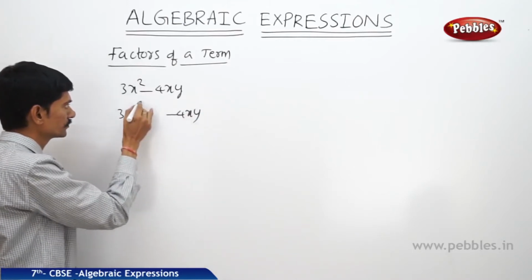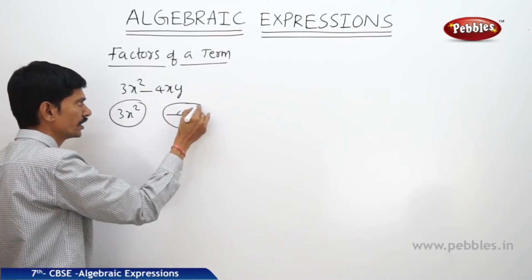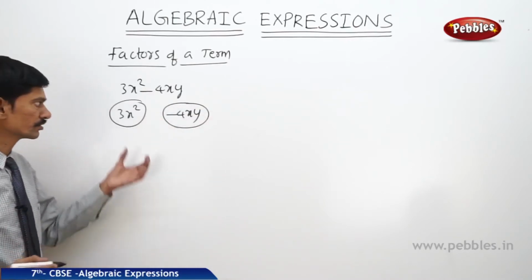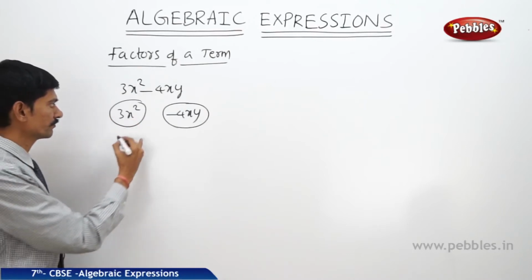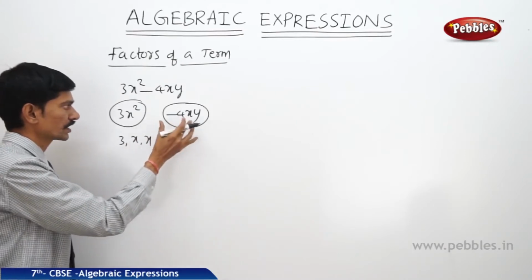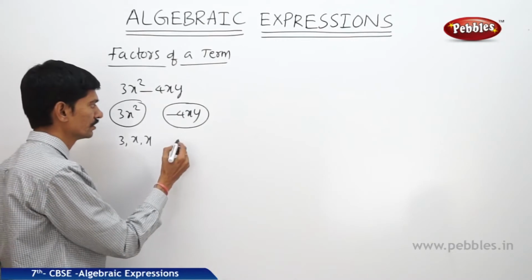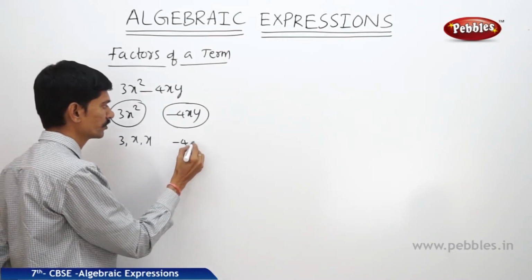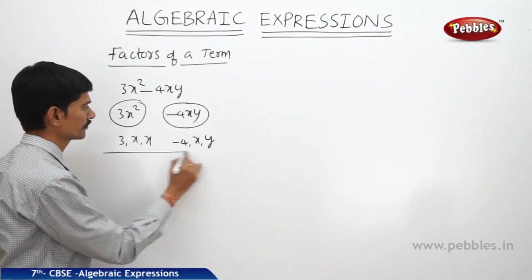So how is the term 3x square obtained and how is the second term minus 4xy obtained? So the term 3x square is obtained by the product of the factors 3x and x, and the second term minus 4xy is obtained by the product of the factors minus 4x and y. Now let us take another example.